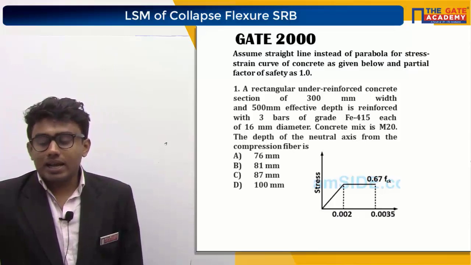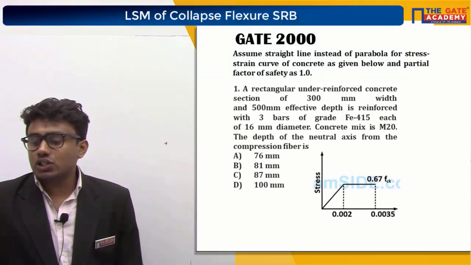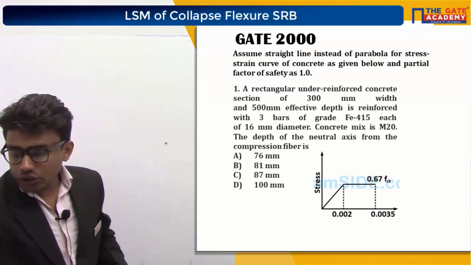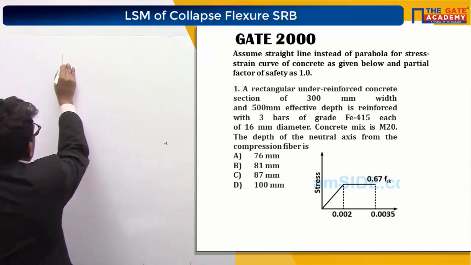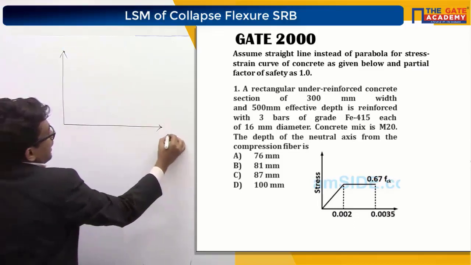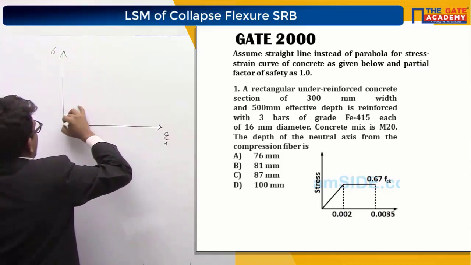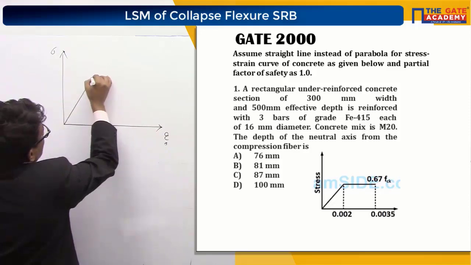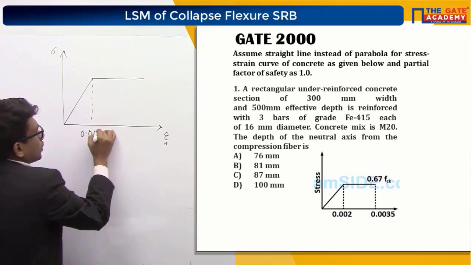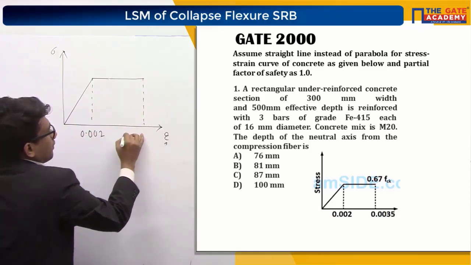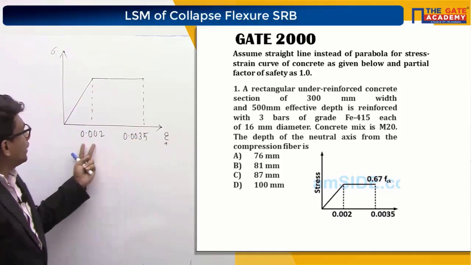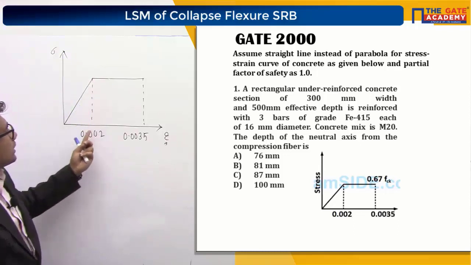Assume a straight line instead of a parabola for the stress strain curve of concrete as shown below. Partial safety factor is also given as 1. So what is given in the question? We are given a stress strain curve like this. This is strain and this is stress. It is a linear line till a strain value of 0.002 and it fails at a strain value of 0.0035. That means the failure strain is 0.0035 and this strain is 0.002.